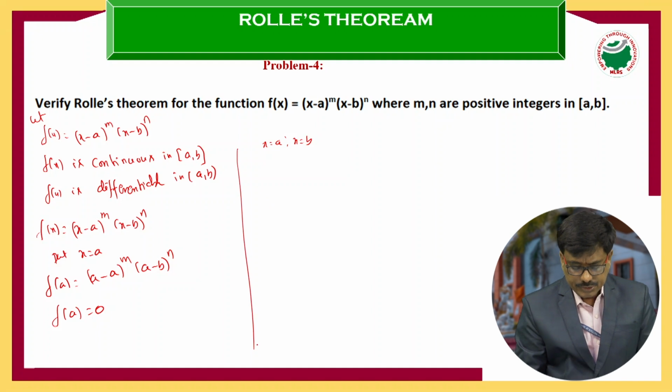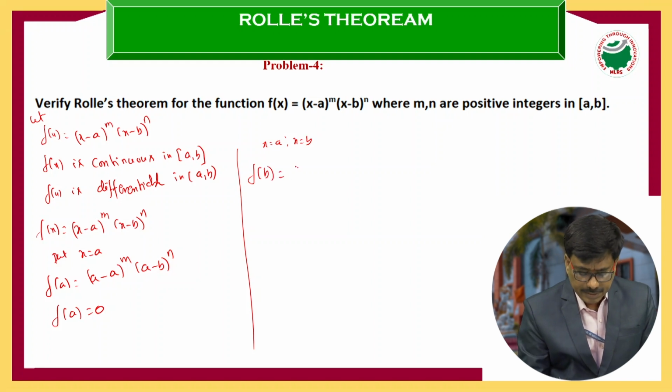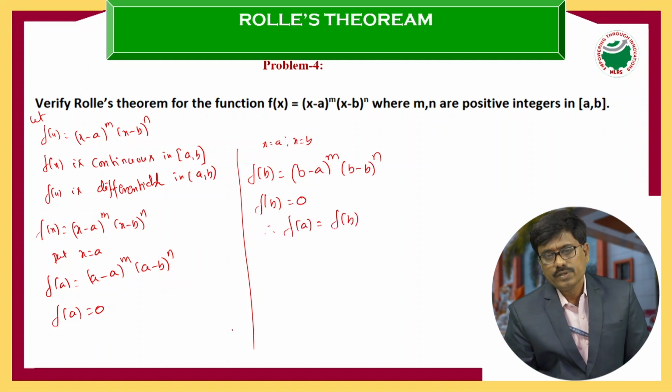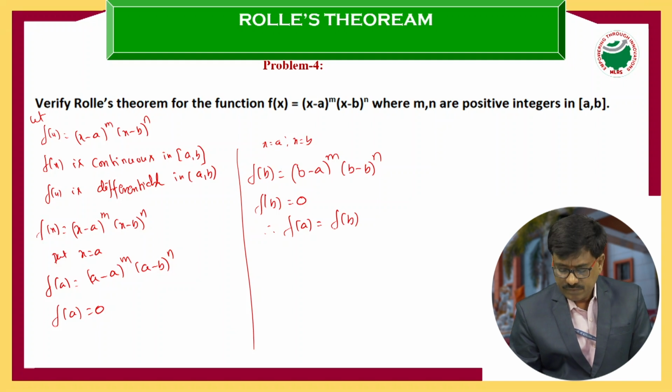Similarly, we need to substitute the f of b value. What is the b value itself? It is b. F of b equal to, I am going to substitute x replaced by b, therefore (b minus a) whole power m into (b minus b) whole power n. What is b minus b? It is 0. 0 times this one is 0. F of b value also becomes 0. What we observed in this case, f of a equal to f of b.